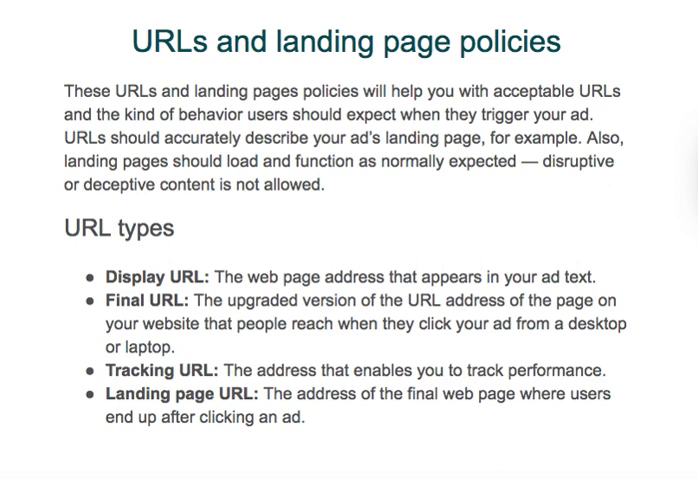The different URL types are: the display URL, the web page address that appears in your ad text; the final URL, the upgraded version of the URL address of the page on your website that people reach when they click your ad from a desktop or laptop; the tracking URL, the address that enables you to track your performance; and the landing page URL, the address of the final web page where users end up after clicking an ad.